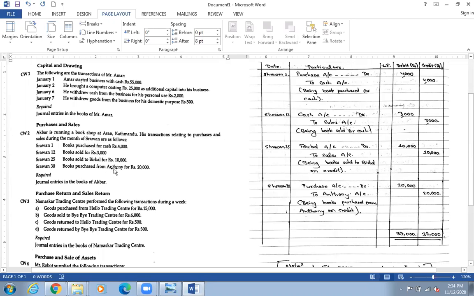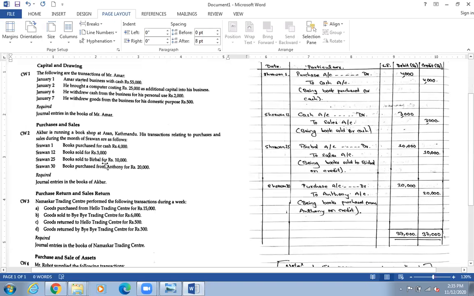Or book purchase from Anthony. If a person's name is written like this, then what you need to write down? You need to think that this is a credit account. Credit means it is taken on credit, not in cash. If a person's name is there, it is the credit account. That means you need to write down the name of the person. You will have to pay them later. Okay, so book sold to Birbal. So there is no cash mentioned over here. Book sold to Birbal on cash.